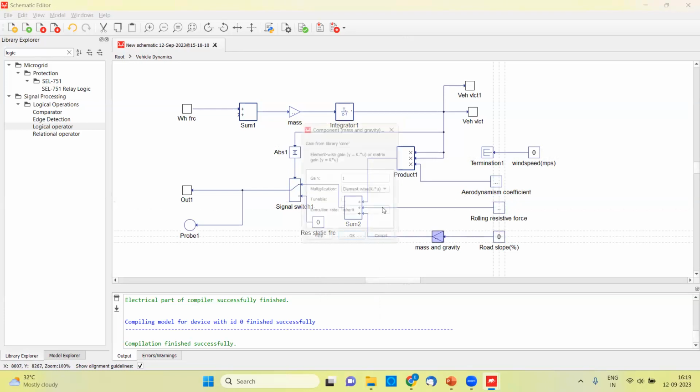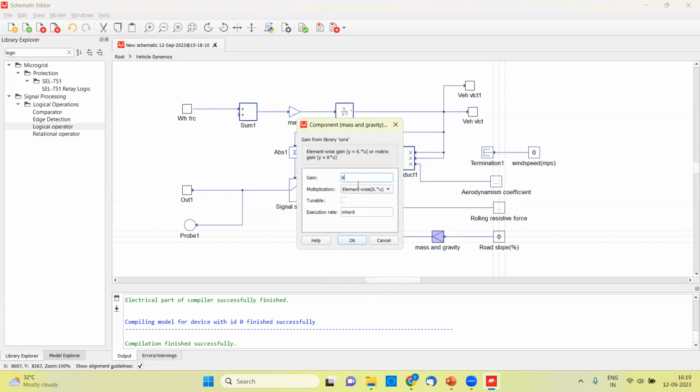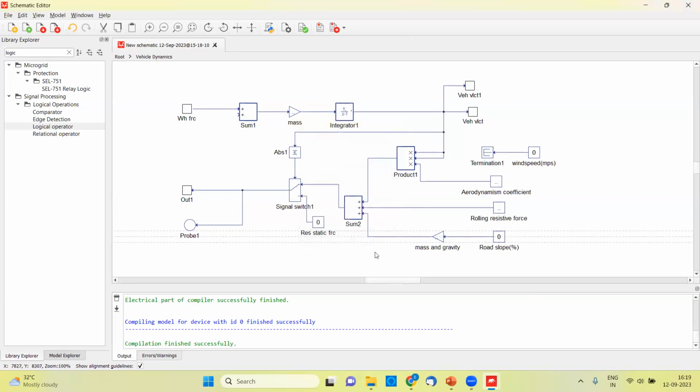Mass and gravity, it is 692 into 9.81. 692 is the mass, 9.81 will be the gravity, and I'm going to divide it by 100 because our road slope is in percentage. So I think we have given all the values over here. Let me check once again.